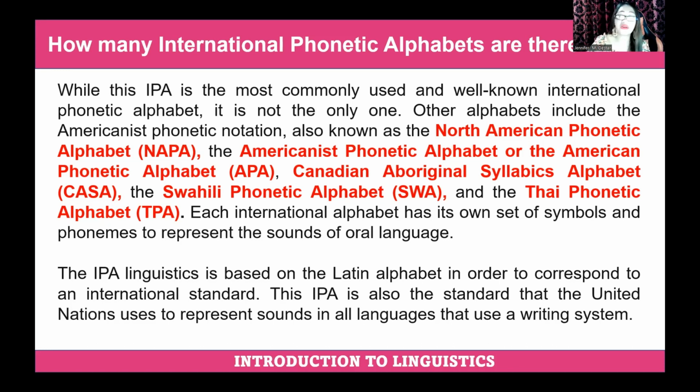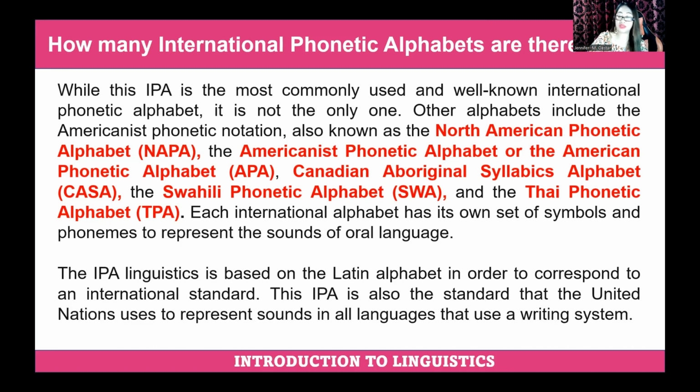The NAPA, the American Phonetic Alphabet, or the American Phonetic Alphabet Americanist, the APA, the Canadian Aboriginal Syllabics Alphabet, the CASA, the Swahili Phonetic Alphabet, the SWA, and the Thai Phonetic Alphabet, the TPA. Each international alphabet has its own symbols and phonemes to represent the sounds of oral language. So most commonly on videos, we have the North American Phonetic Alphabet. That's why you must know first which notation you are using.